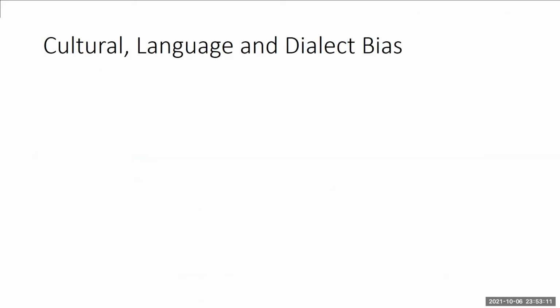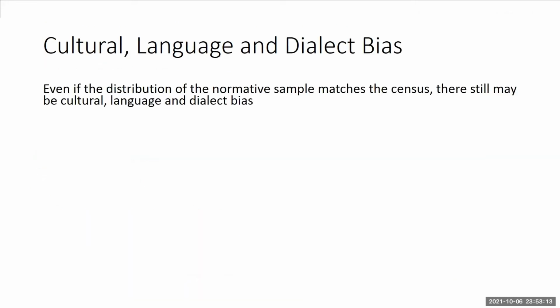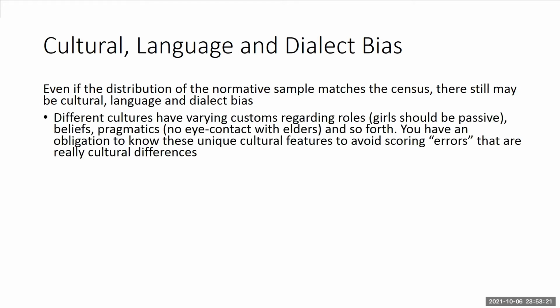Culture, language, and dialect bias. Even if the distribution of the normative sample matches the census, there still may be cultural, language, and dialect bias. Different cultures have varying customs regarding roles, such as girls should be passive, beliefs and pragmatics, such as no eye contact with elders, and so forth. You have an obligation to know these unique cultural features to avoid scoring errors that are really cultural differences.